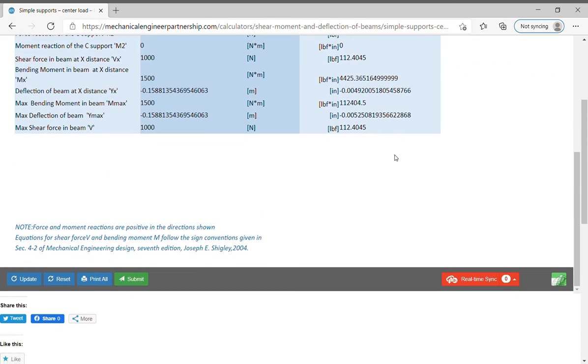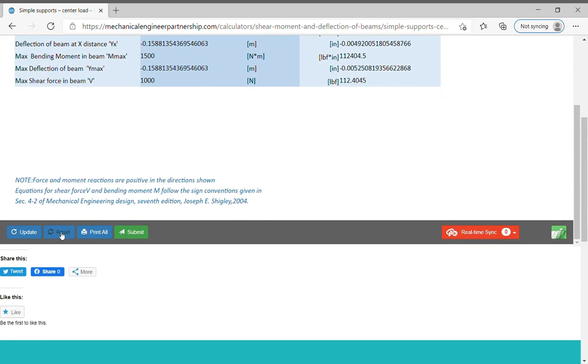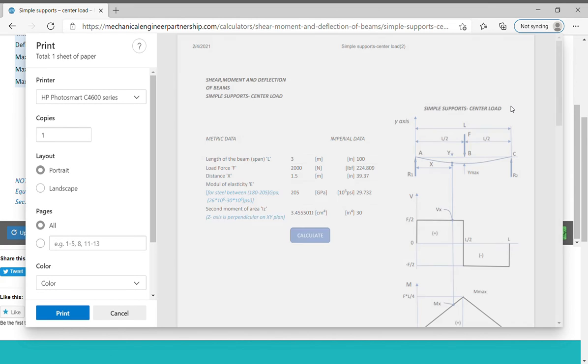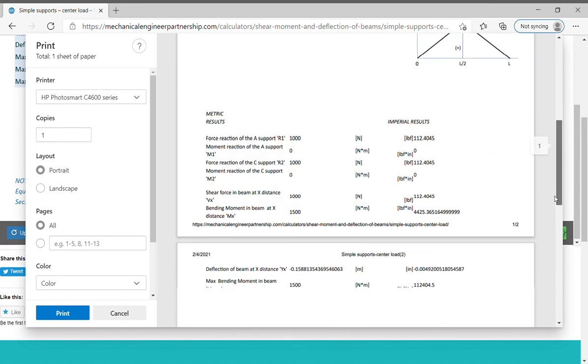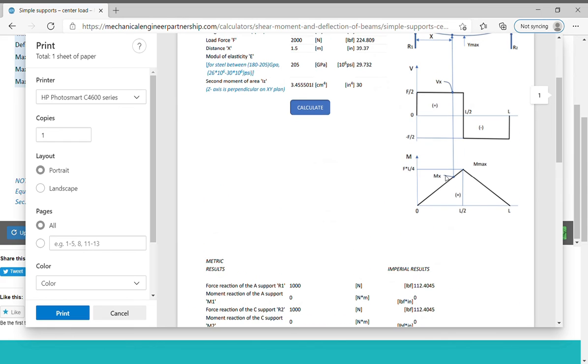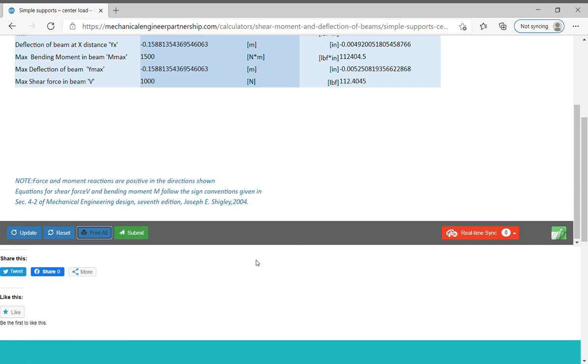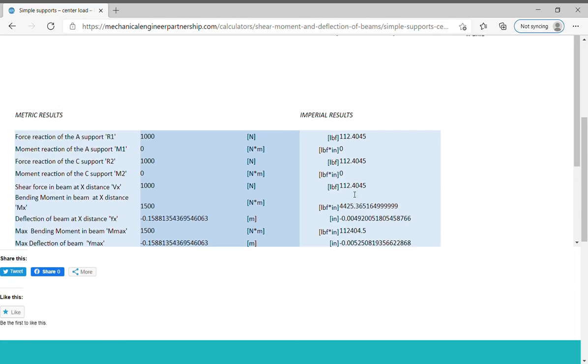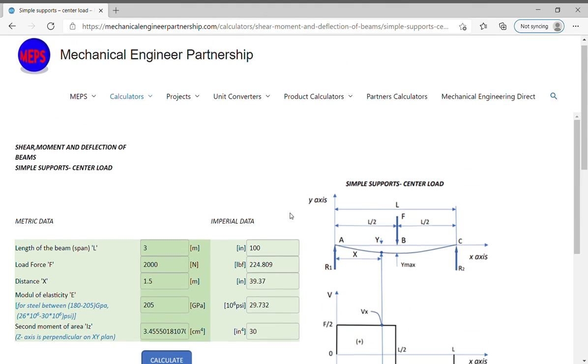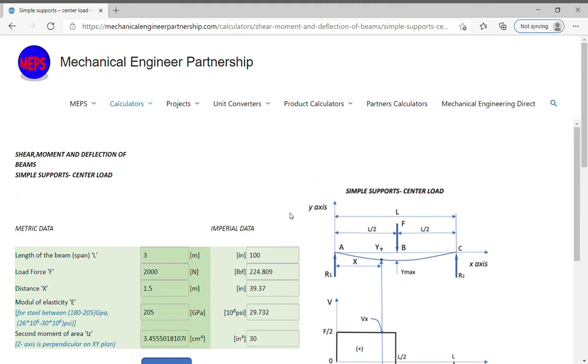At the bottom you can use the buttons to update, refresh, print or submit. You can print or save a PDF file of your calculation. For the quality of your work, use these calculator sheets for verification, complementary with other calculators or methods like finite element, and to find these geometrical properties.